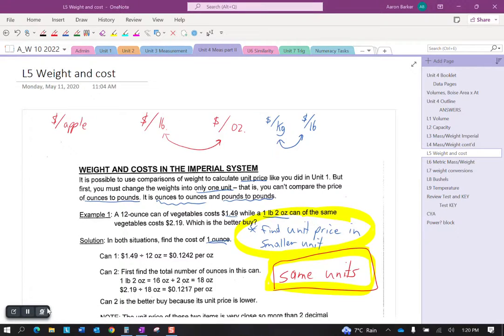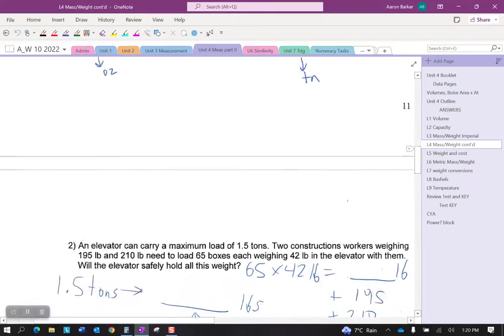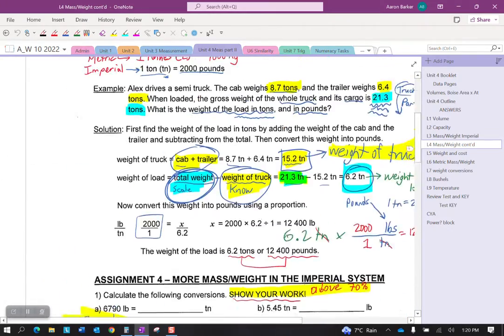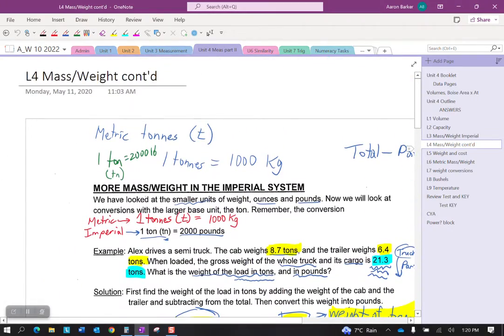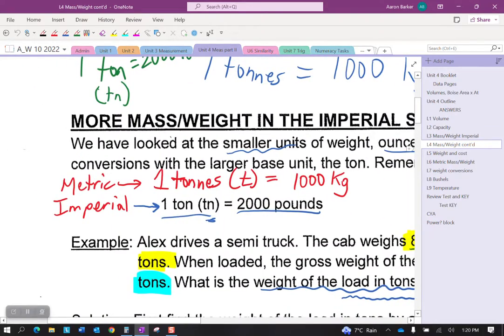Let's go over the homework from yesterday just really quickly. Yesterday we looked at the adding of or converting from tons, which is 2,000 pounds. So back and forth between tons and pounds, and then into ounces. Tons to pounds to ounces, and going the other direction as well. So that's what we looked at for homework, different variations.